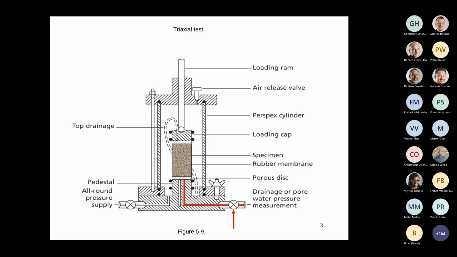UU tests are popular in Europe and North America, where people often sample clays from below the water table. In fact, in the UK, they have a sampling tube which they call a UU tube because it's used to take samples for UU tests, unconsolidated undrained tests. And it's common in Europe and North America.